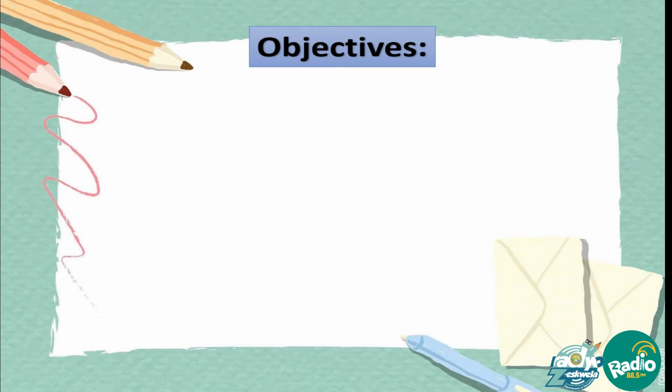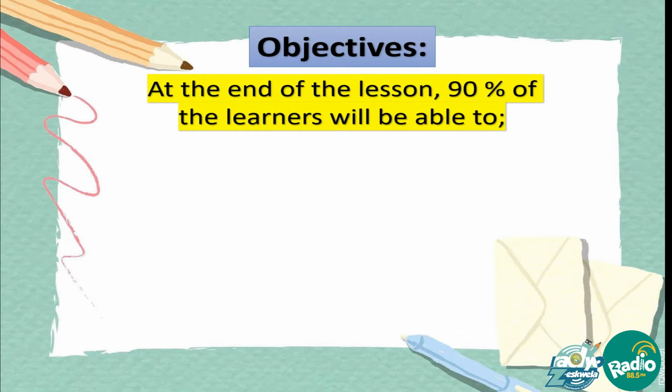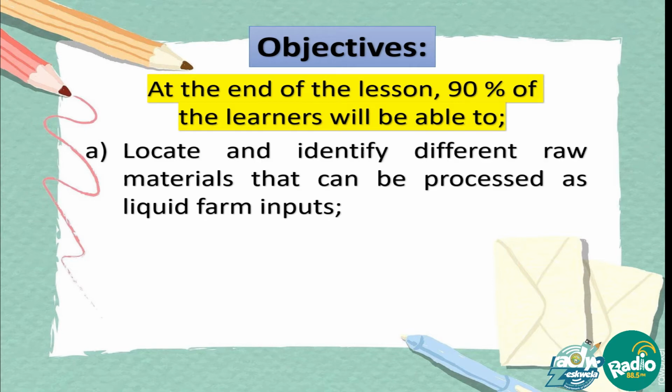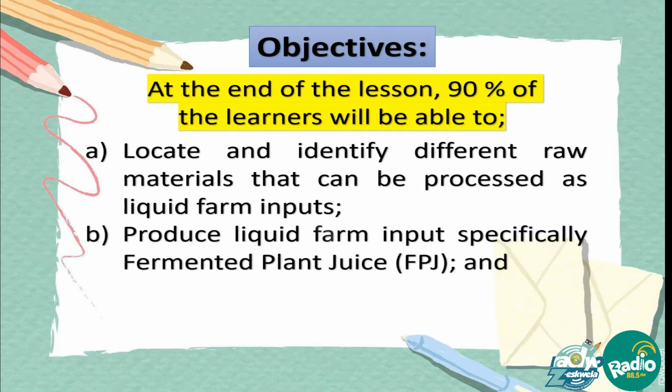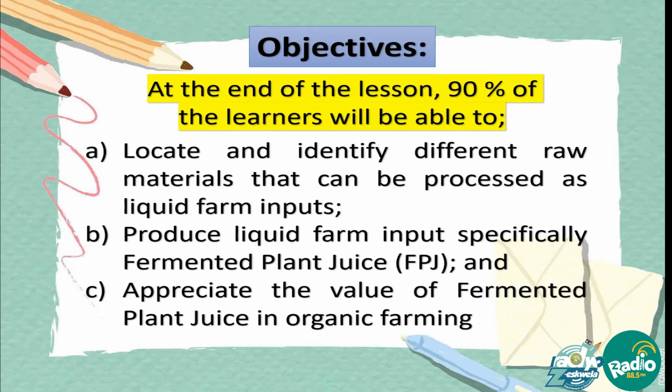At this moment, let us set our mind first with the following learning objectives. At the end of the lesson, 90% of the learners will be able to: first, locate and identify different raw materials that can be processed as liquid farm inputs. Second, produce liquid farm input, specifically the fermented plant juice or FPJ. And last, appreciate the value of fermented plant juice in organic farming.